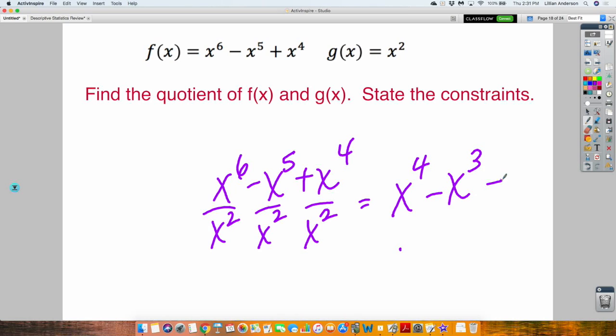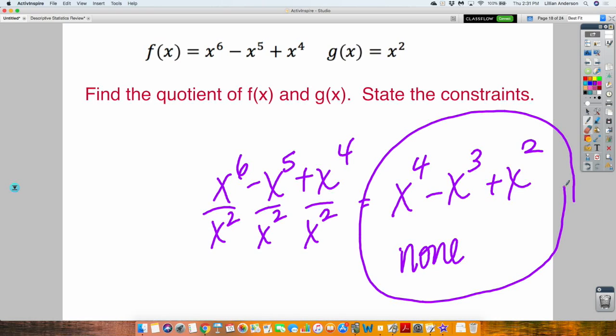What are my constraints? So is there any constraints? No, there are none. Slightly a trick question, okay? Because remember, if there's no fraction, there's no radical, there's no need to have any constraints. There's nothing that's going to not make this defined, okay? Taking it up a step.